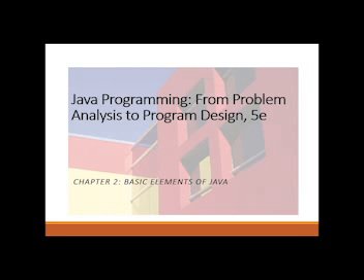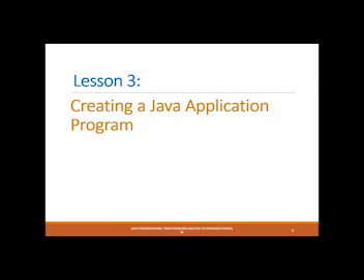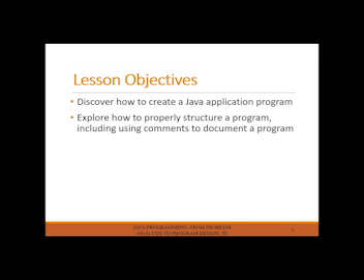Today we will discuss the third part of our lesson for Chapter 2, Basic Elements of Java. Our Lesson 3 is entitled Creating a Java Application Program. What are our lesson objectives? First, to discover how to create a Java application program. And second, explore how to properly structure a program, including using comments to document a program.